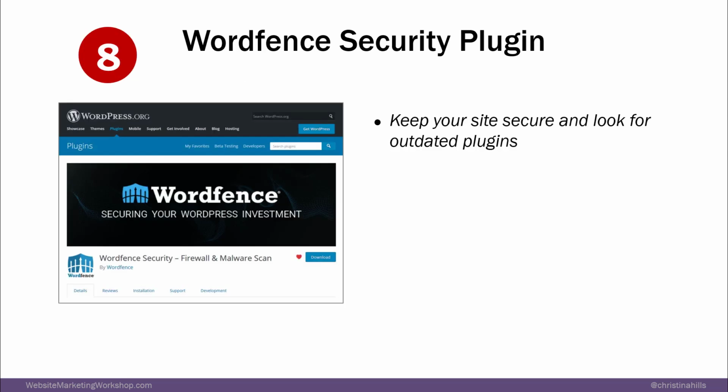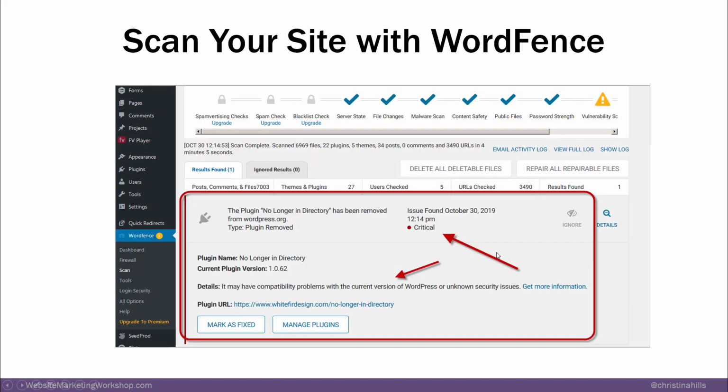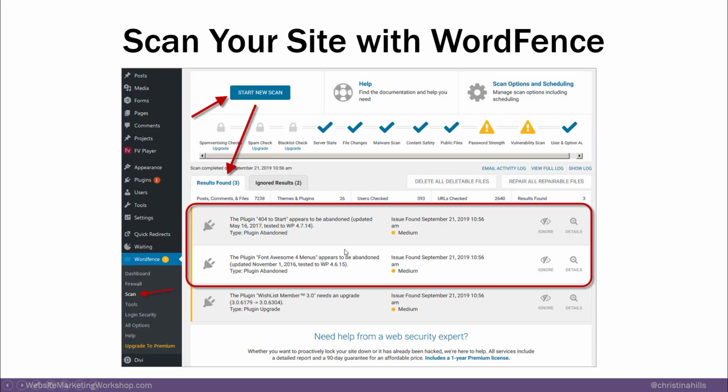So you'll want to use this Wordfence security plugin. It helps you keep your site secure, and it will look for outdated plugins. So on this next screen, we see the inside of WordPress, and I ran a scan, and I'm using the free version. So we ran a scan, and it came up with some plugins that appear to be abandoned. So in this screenshot on my screen, you can see that these plugins appear to be abandoned, so they have like a yellow warning sign.